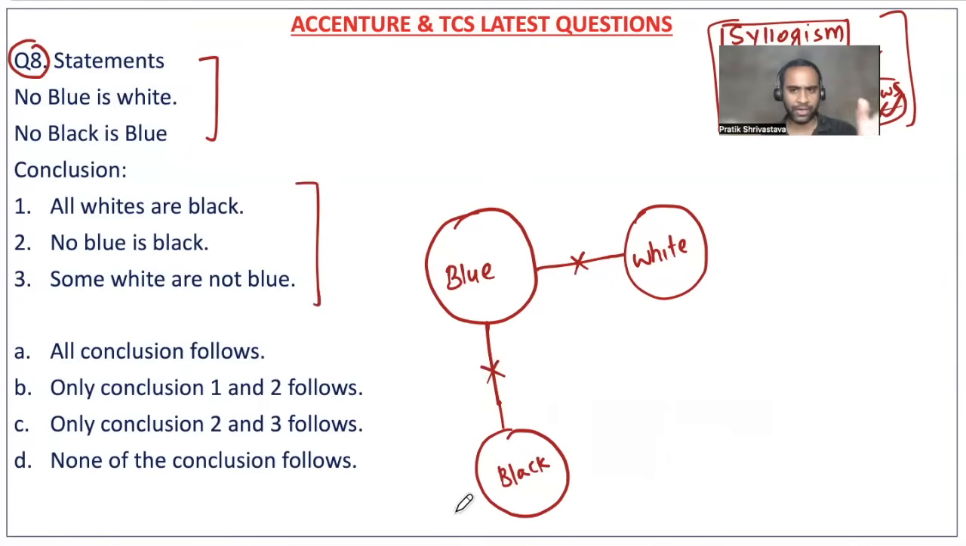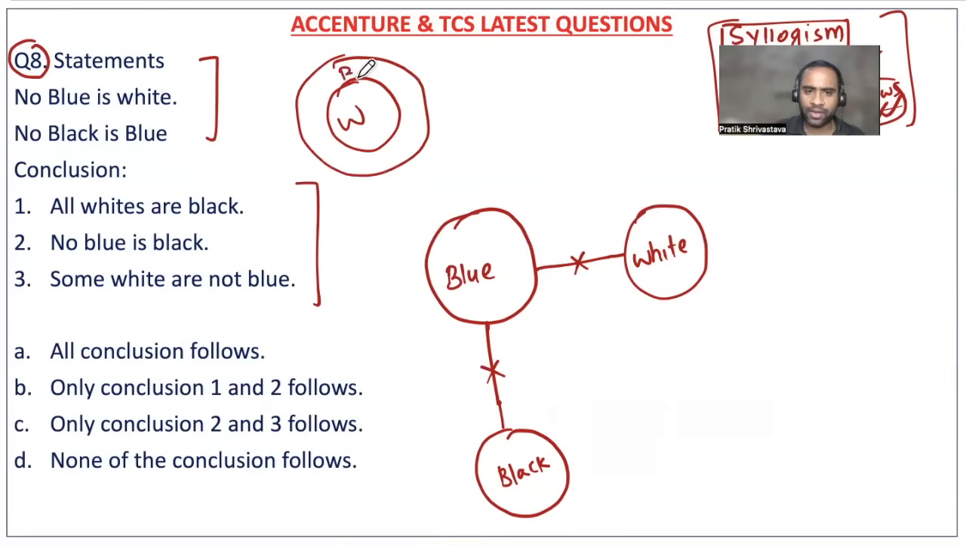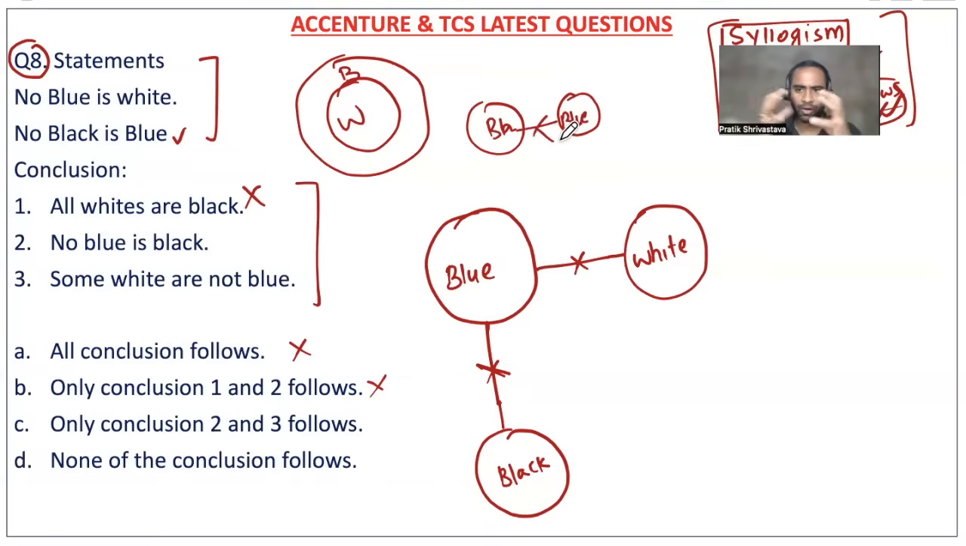Conclusion: what they are telling, you need to understand very carefully. All whites are black. If all whites are black, you would be able to see something like that, which is not there. Conclusion one is false. Now, no blue is black. When you say no black is blue, you can also say no blue is black, because both are not touching each other. So it is very clear. The second conclusion follows.